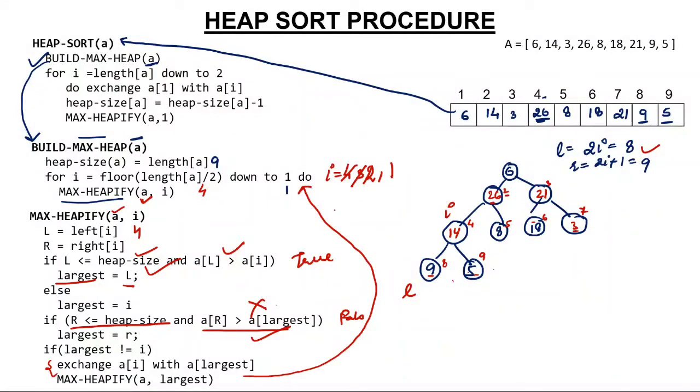So now the final value of I will become 1. Again I'm calling MaxHeapify with A and I is 1. So I will become 1, so this I will be here. Now L will become left I, this will become L. This will become right I, this will become R. Fine. Now, is L less than heap size? Yes, L is at the second index, heap size is 9. Yes, this is true. Is A[L], this 26, greater than A[I]?